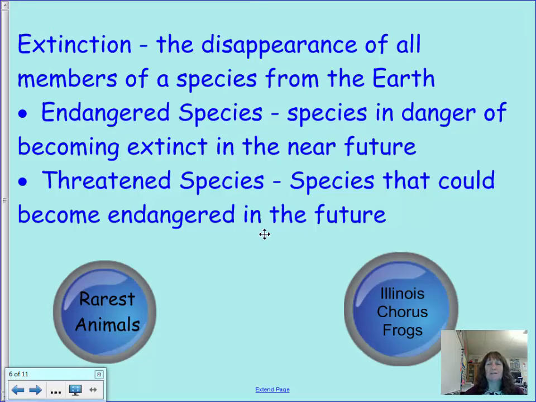A threatened species is a species that could become endangered in the future. So this is where all that watching animal populations comes in. So keeping count of certain animals so we know when they reach that point so we can start doing things to make sure they don't become endangered or extinct.